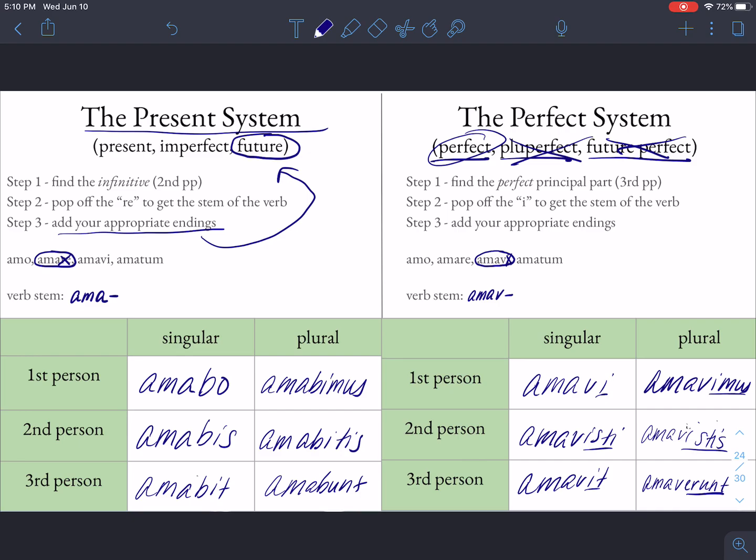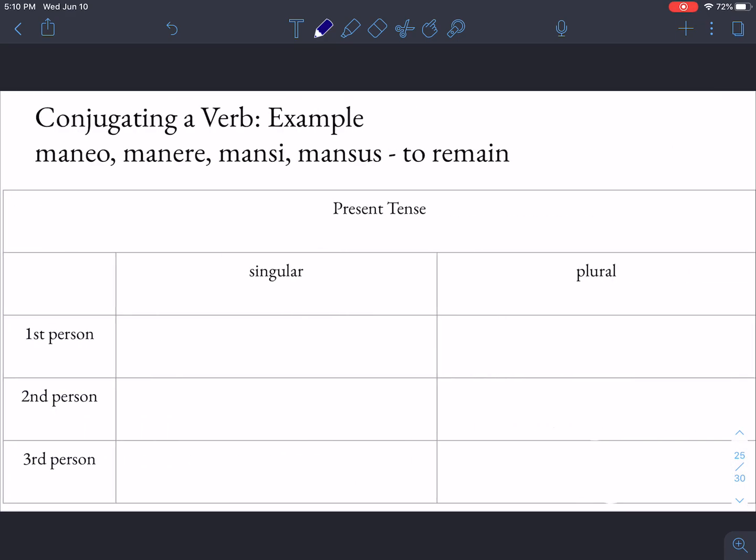Now, I'm going to do an example, and I'm going to conjugate a verb in full. Remember, when you conjugate, you list out what they call verb synopses. Verb synopses are when you list a verb in all of the possible tenses, with all the possible meanings. Mr. Clements is a huge stickler for those, and he really loves having students do them. So the sooner you get on board with that, the better. Now, we're going to conjugate a verb. The verb is maneo, manere, mansi, mansus, to remain.